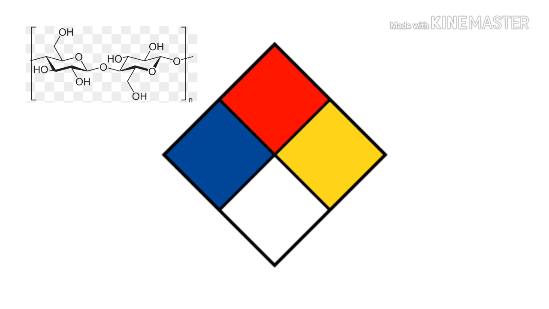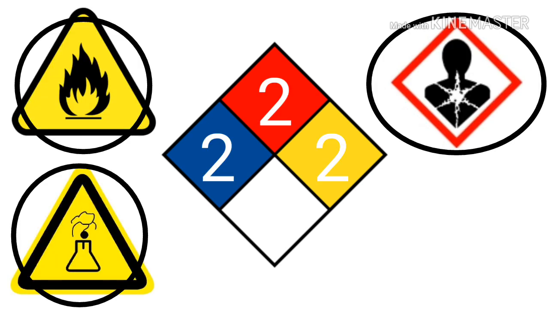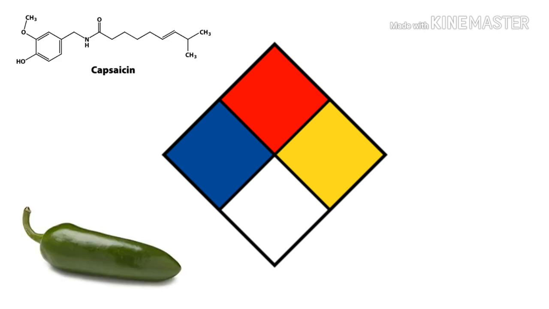For example, cellulose, the primary ingredient in paper, has a red quarter rating of 1. If the number 2 is shown on a quarter, then a noticeable threat is present. For example, capsaicin, the chemical found in peppers, has a blue quarter rating of 2.